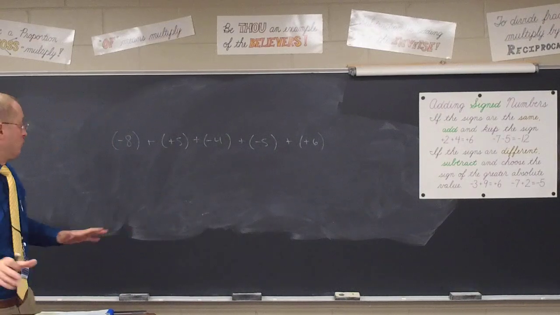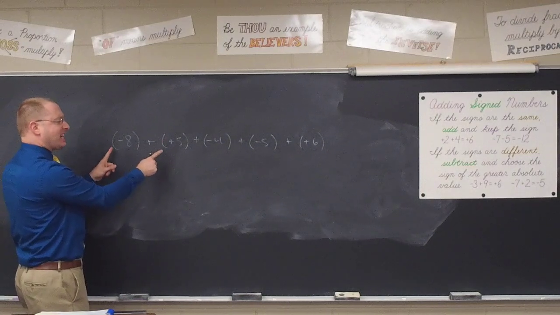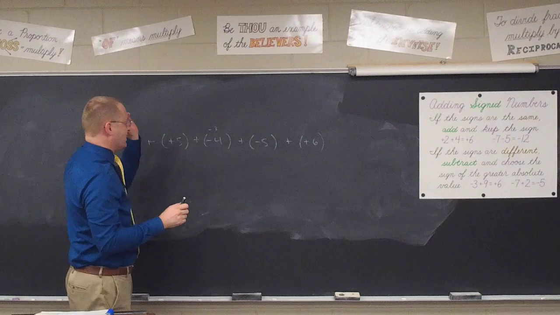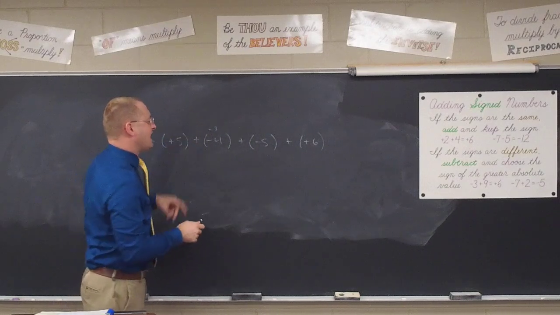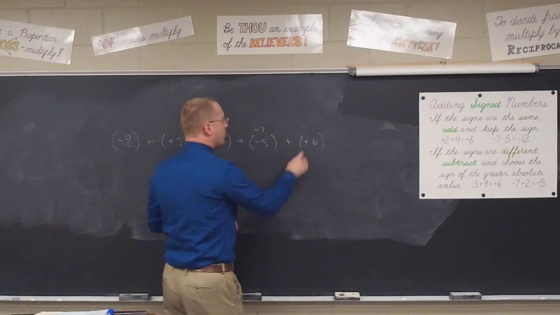What we're not going to do is say, well, the signs are different. We subtract, keep the sign of the greater absolute value. Say that's -3. All right, signs are the same. We're going to add and keep the sign, that's -7. All right, signs are the same. We're going to add and keep the sign, that's -12.